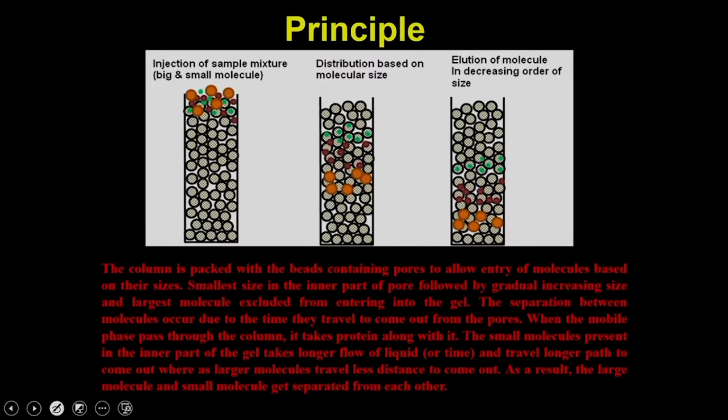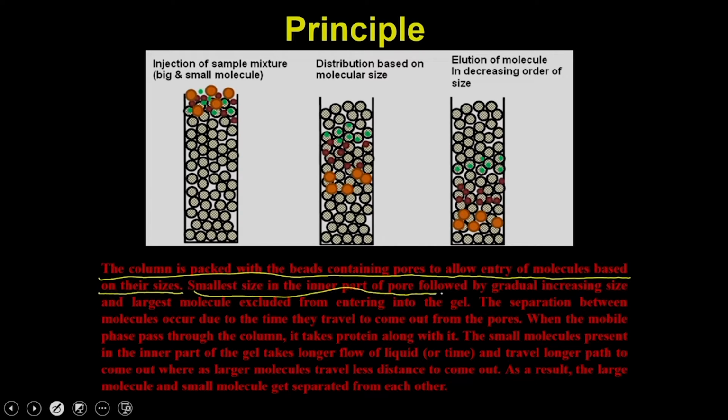So, this is what you will understand. This is just to explain the basic principle. In gel filtration, the column is packed with beads containing pores, which allow the entry of molecules based on their sizes. The smallest molecules enter the inner part of the pore, followed by gradually increasing sizes, and the largest molecules are excluded from entering into the gel.